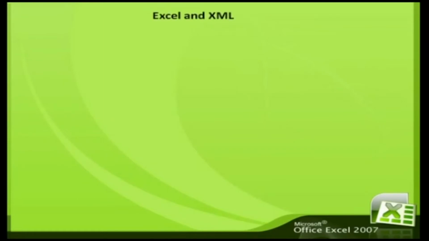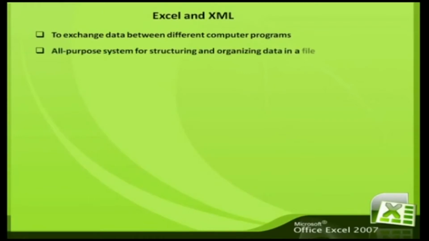Excel and XML. XML is a great way to exchange data between different computer programs. XML is an all-purpose system for structuring and organizing data in a file. XML lets you exchange information with just about anyone, and send your spreadsheet data to other businesses that don't use Excel, or analyze raw information created with other programs.